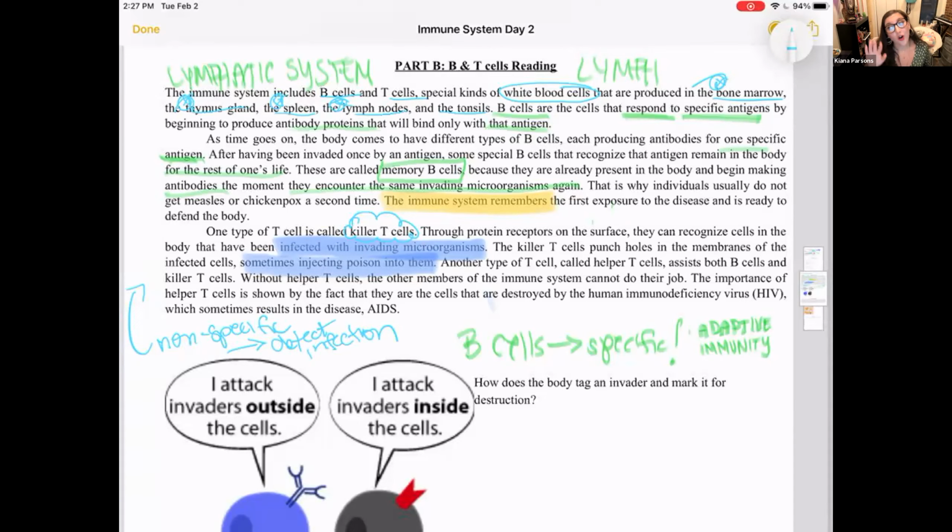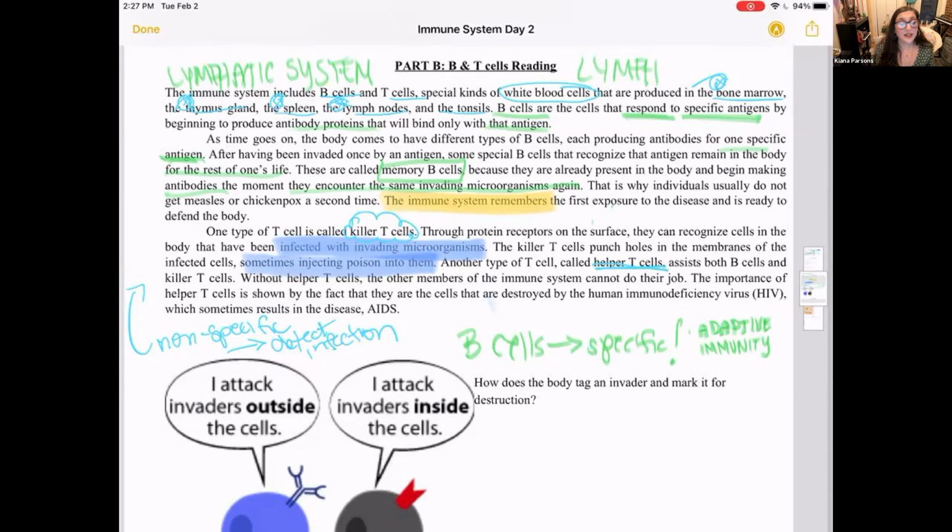Another type of T cell called helper T cells, a little bit less aggressive, assists both the B and killer T cells. Without the helper T cells, the other members of the immune system cannot do their job. Nice, kind helper T cells, as contrasted with the killer T cells. But remember, those killer T cells are helping us. So these helper T cells assist both B and killer T cells. Without helper T cells, the other parts of the immune system couldn't do their job.